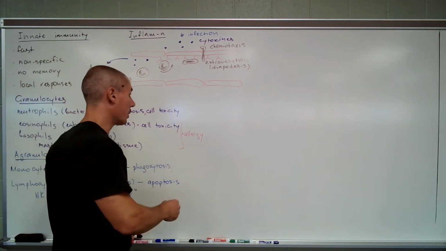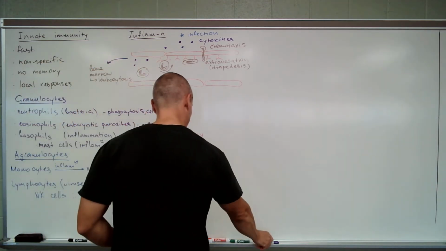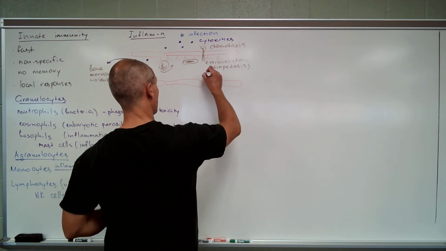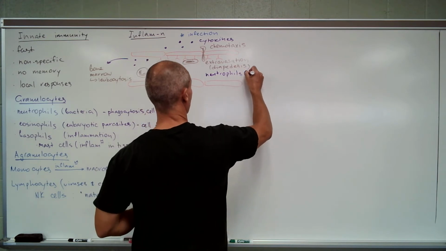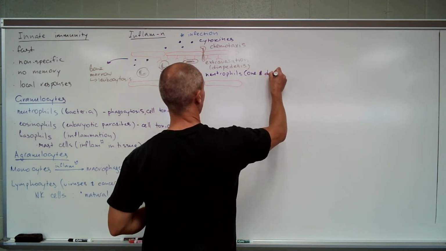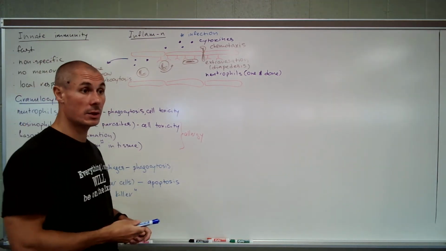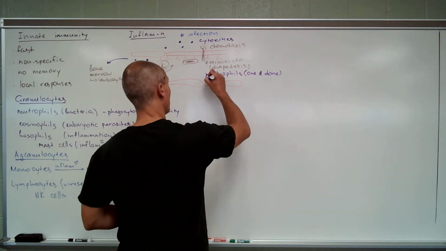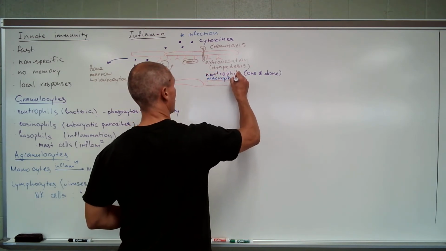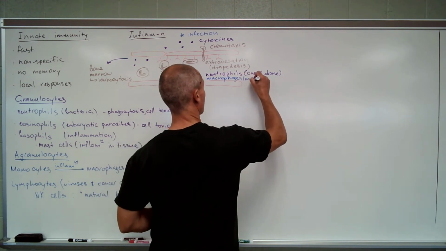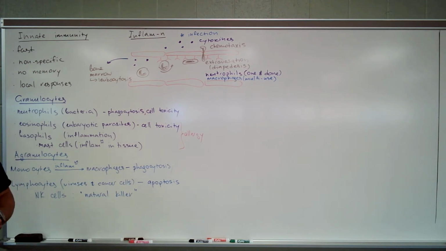Now, what are the main players? The main players, not the only players, and I want to highlight it. So it's going to be neutrophils, and these are one and done. They die when they phagocytose. Okay, this is where pus is coming from. And macrophages. These are multi-use cells. Okay, we good so far?